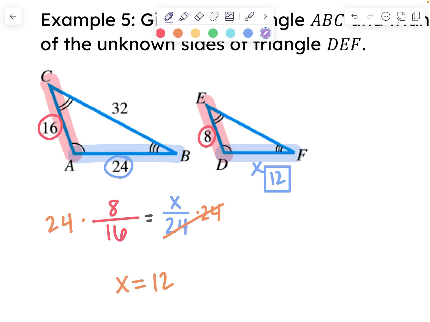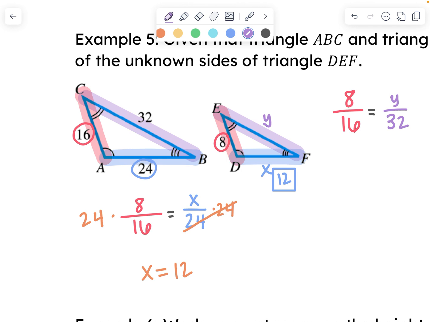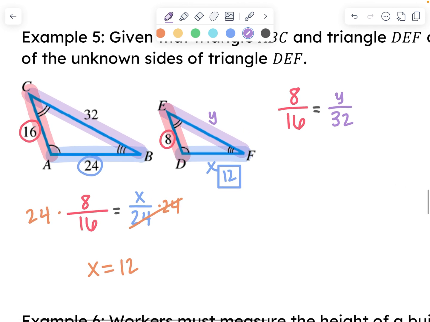So for this other side, let's call it y. That's going to match up with my side over here that's 32. So I can set up a similar proportion. I can do 8 over 16 needs to equal y over 32. And I can do the same thing. I can multiply both sides by 32. And I get that y is 16. So that missing side is 16.